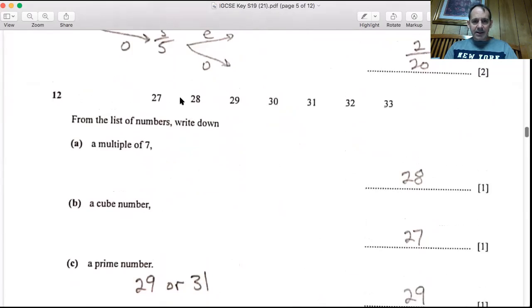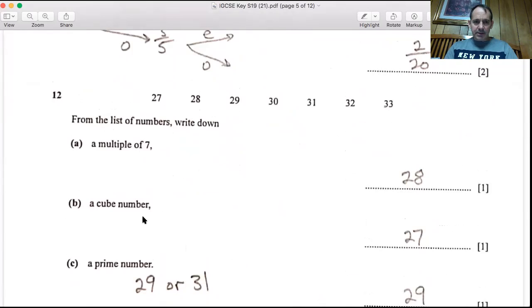Here we're given a list of numbers, and we're simply asked to find these particular things here. So from the list, write down a multiple of 7. Well, the only multiple of 7 here that I see is 28. That's 4 times 7. So 28 is a multiple of 7.